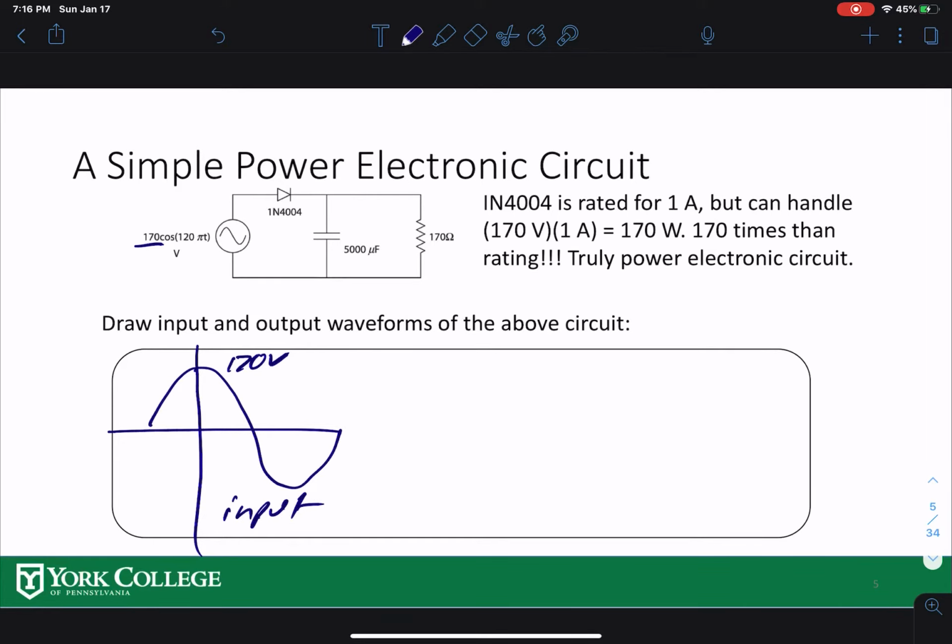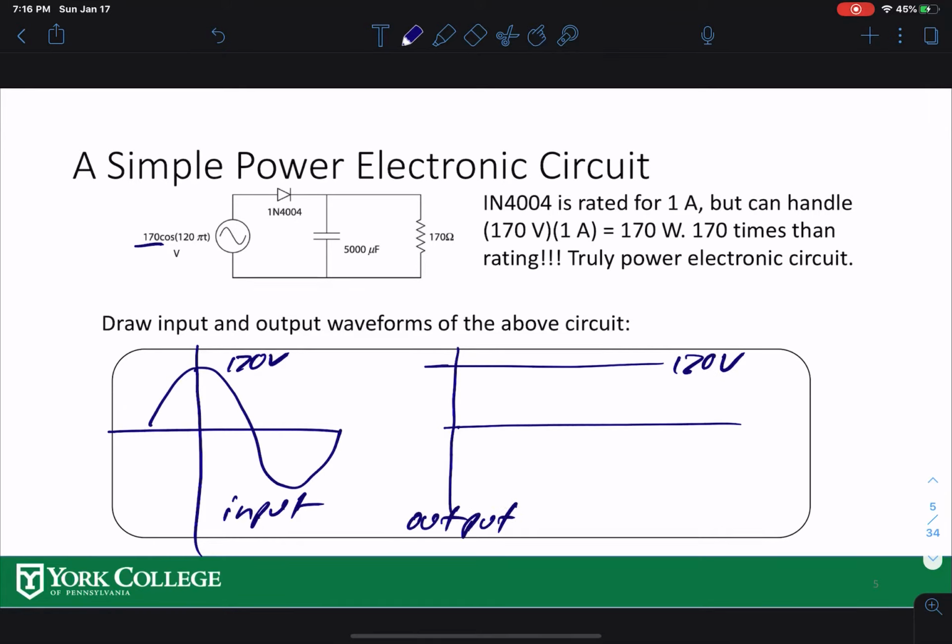Let's draw the capacitor. I am saying the capacitor is big enough. So if I have the capacitor here, you will have 170 volts clean energy at the output. This is the output. If I don't have the capacitor, think about it. What will be the output? I'll ask you in class to draw. When you don't have the capacitor, what will be the output for this one?